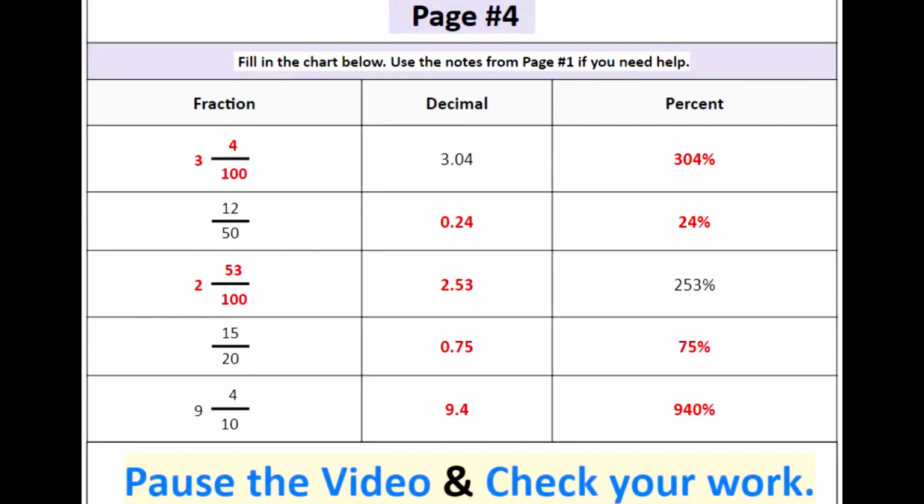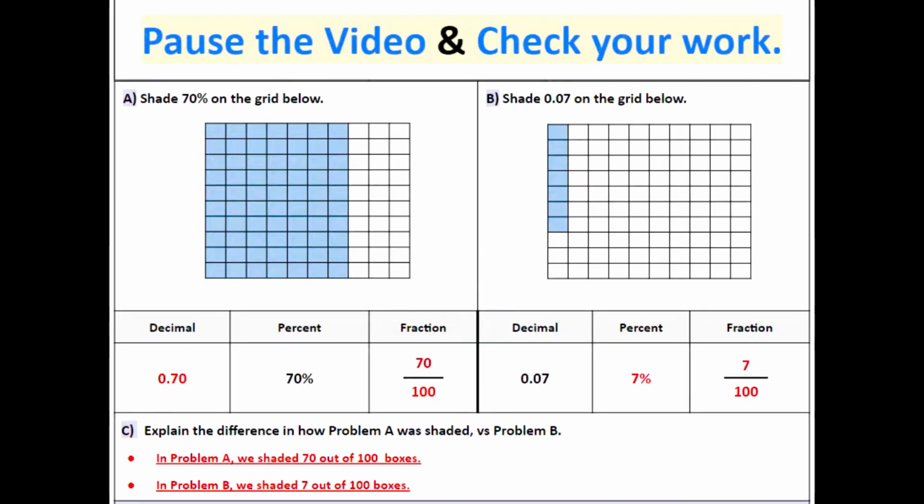Pause the video and check your work for the top of page 4. Check your work at the bottom of page 4. You can see in problem A, we shaded 70 out of 100 boxes to represent 70%. And in problem B, we shaded 7 out of 100 boxes to represent 7 hundredths.